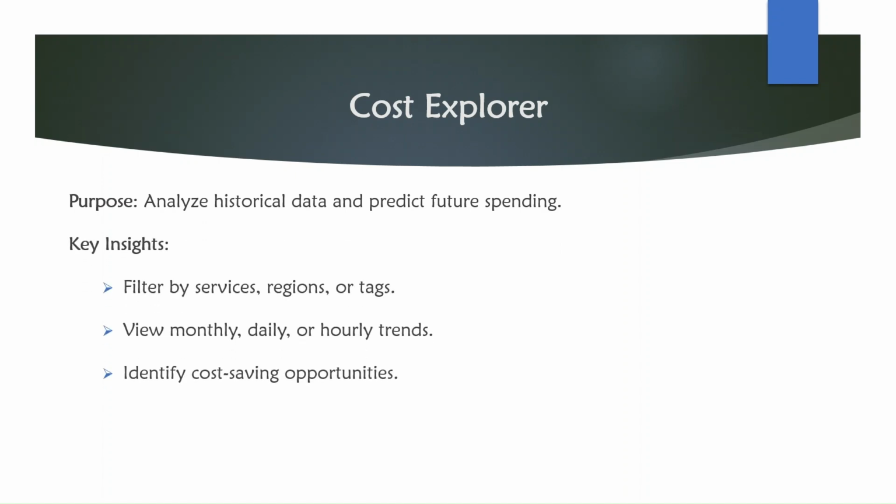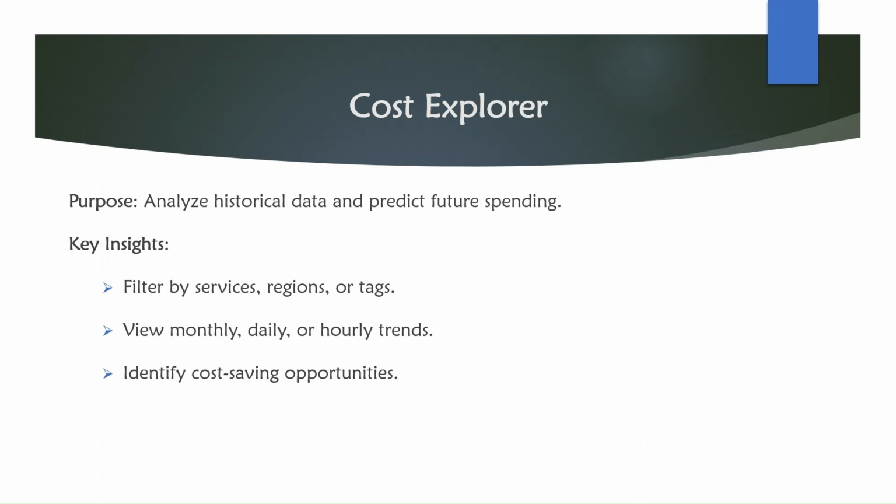And let's understand its key features. First one is filter by services, region, or tags. Cost Explorer allows users to filter and break down costs by individual AWS services, specific regions, or custom tags that have been applied to the resources. This level of granularity helps users identify which services or regions are driving costs and track the spending associated with different projects or departments. Next, view monthly, daily, or hourly trends. Users can choose different time intervals to view usage and cost trends.